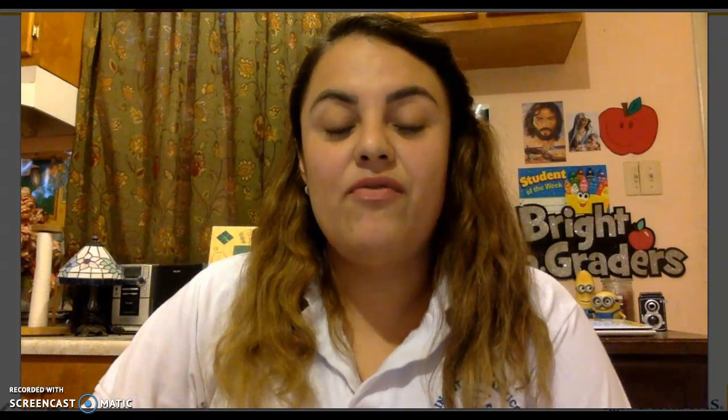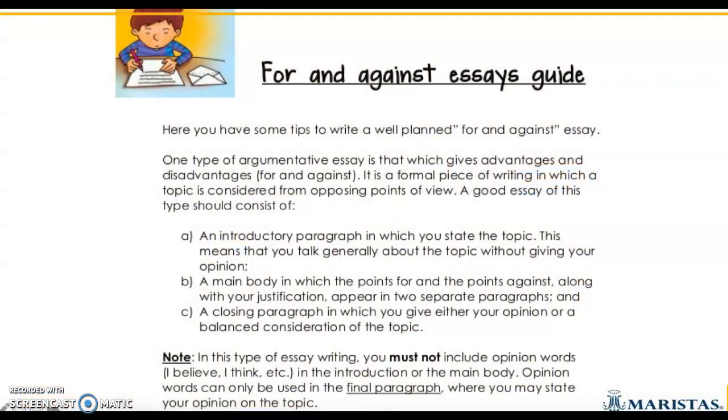So basically, let's remember first of all, what is an essay? An essay is a text that must contain more than 3 paragraphs. And remember, a paragraph should have more than 4 sentences, as we talked about yesterday in the class. So let's go ahead and look at the tips for for and against essays.